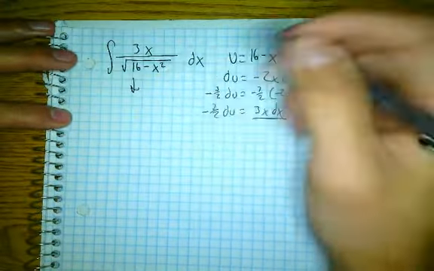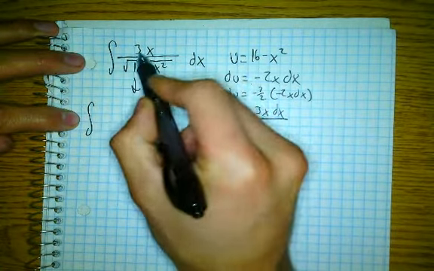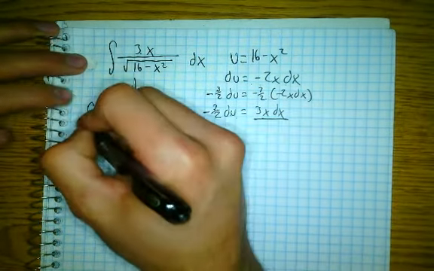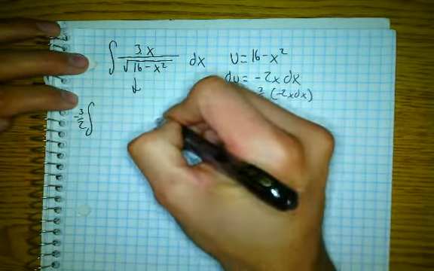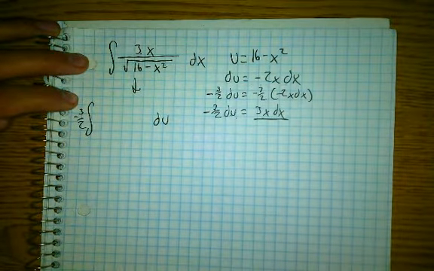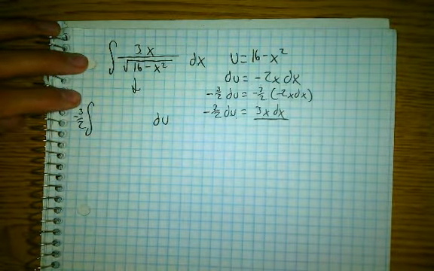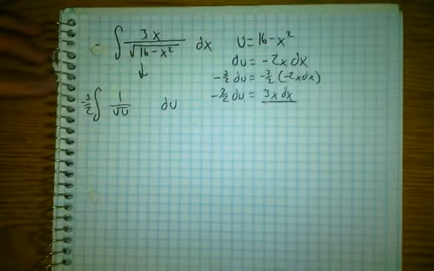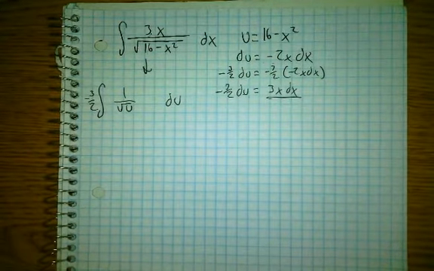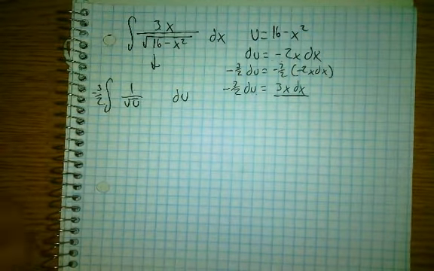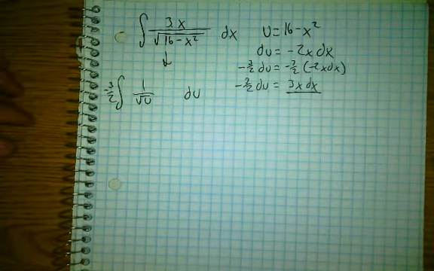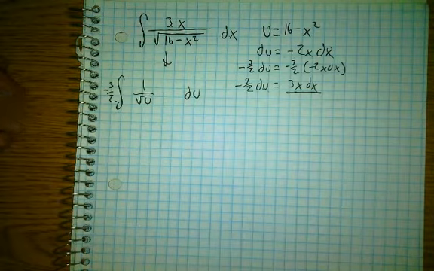Now I can rewrite this as the integral. 3x dx becomes negative 3 over 2 du, and I can pull out the negative 3 over 2 and leave the du. Technically then I would have what left? 1 over the square root of u, not 1 over u. If it was 1 over u, it would be the natural log of u, but it's 1 over the square root of u. So what can you do there? No, you'd be changing the problem.